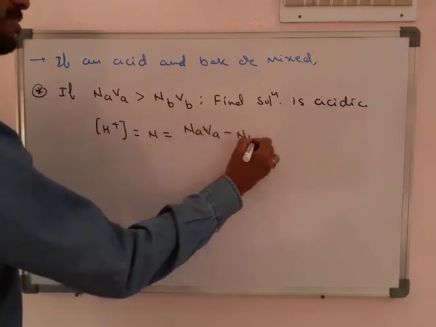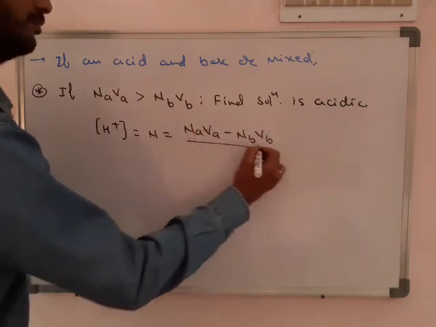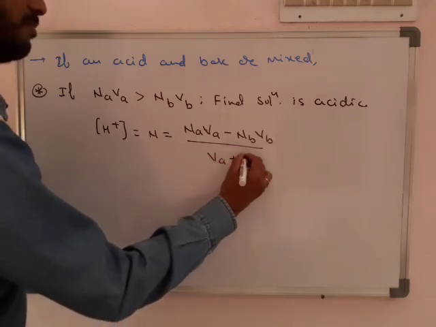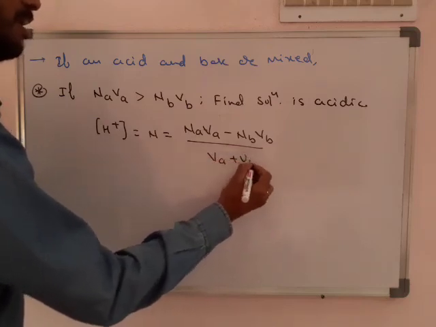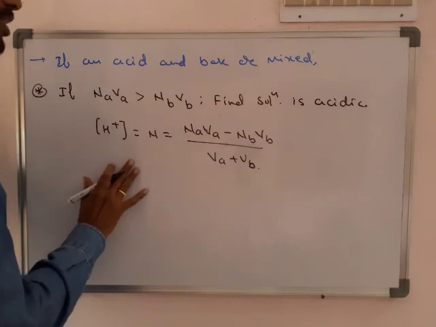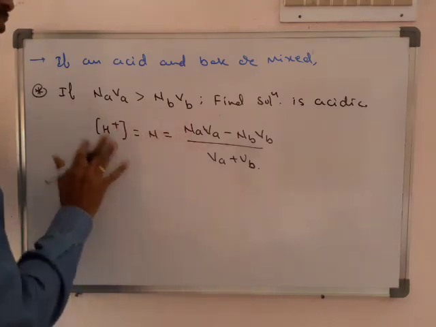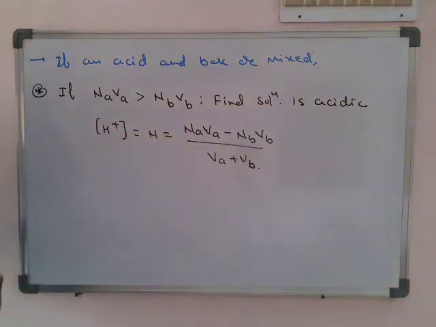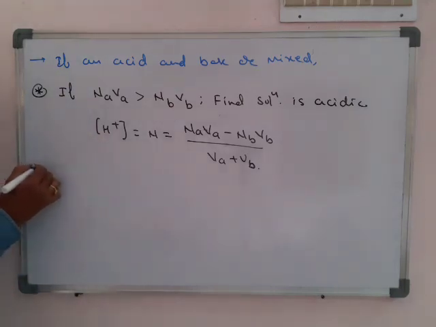H plus = (NaVa minus NbVb) / (Va plus Vb). Then we get how much H plus concentration remained after mixing. We have to calculate the pH by using this H plus.